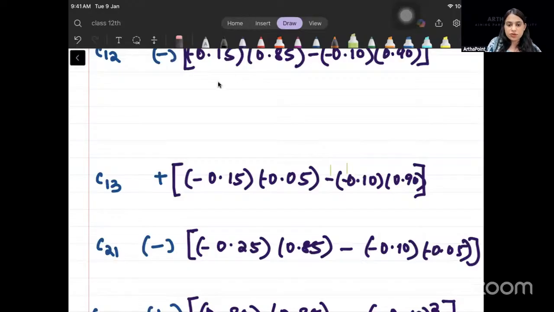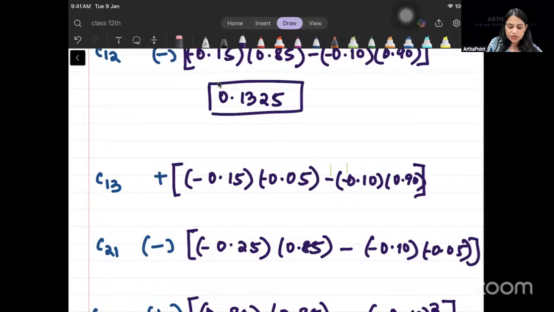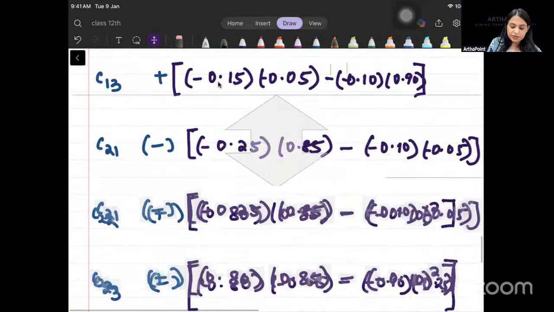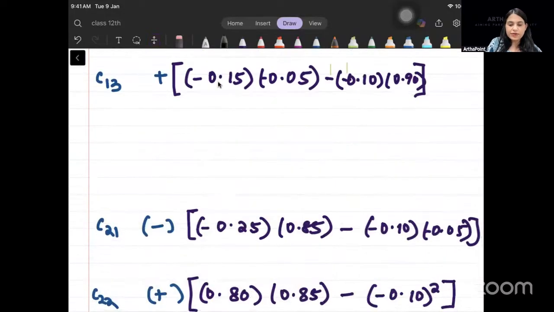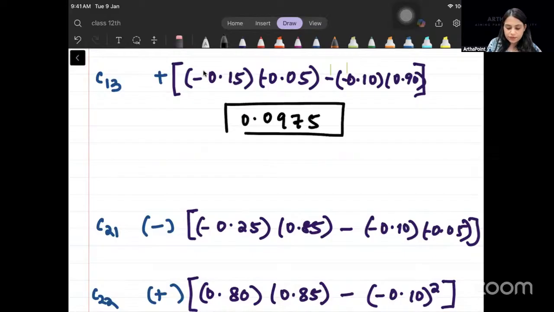Sorry, I was thinking about the third one. Third will be, I think there is some mistake there because there is a plus here. So the second is correct. You have written it correctly, 0.1325. But I think the third cannot be that number, 0.115. So this is coming out as 0.0975, because I'm adding it here, this is plus plus, and this is also a plus.